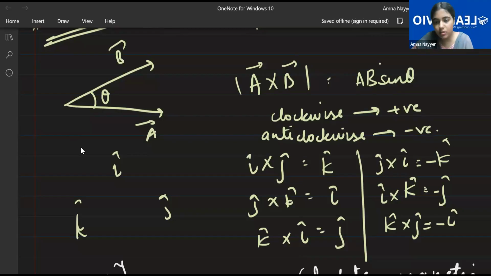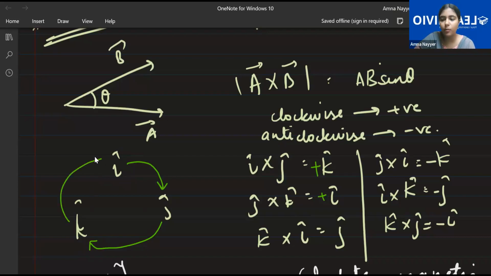We did this in 11th also, and I told you to just write I cap, J cap, and K cap. You move clockwise, that will be positive. You move anti-clockwise, it will be negative. Now if it is I cross J, means I cap cross J cap, then which one is left? K cap. We have moved clockwise, so it is positive. Similarly, J cap cross K cap, what is left? This is I cap, so this will be positive because we are moving clockwise. Now K cap cross I cap is J cap.